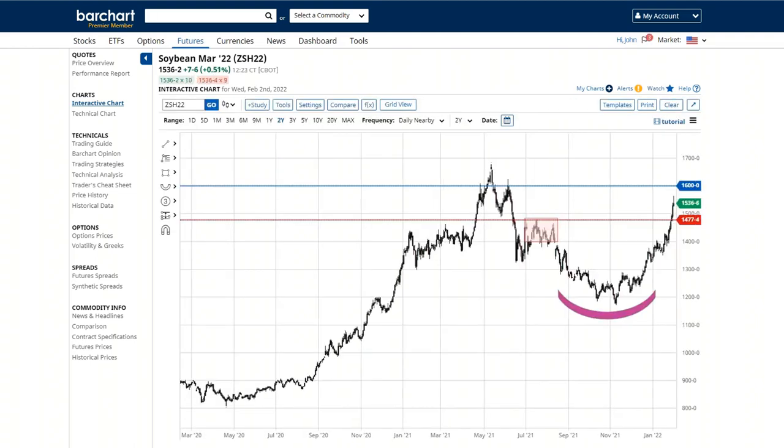So here we're looking at a two-year chart. This is a daily chart of soybeans. And we got a nice little trend from last year that we topped out a little bit above $16. And then between the middle of last year to the end of last year, we had a nice little bottom here.